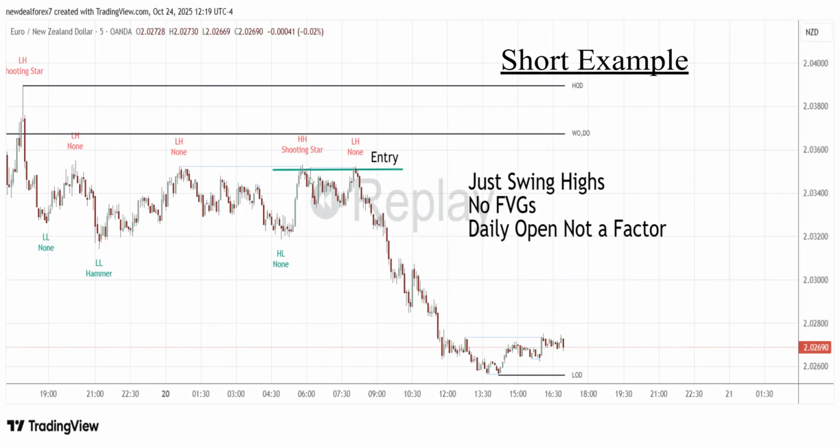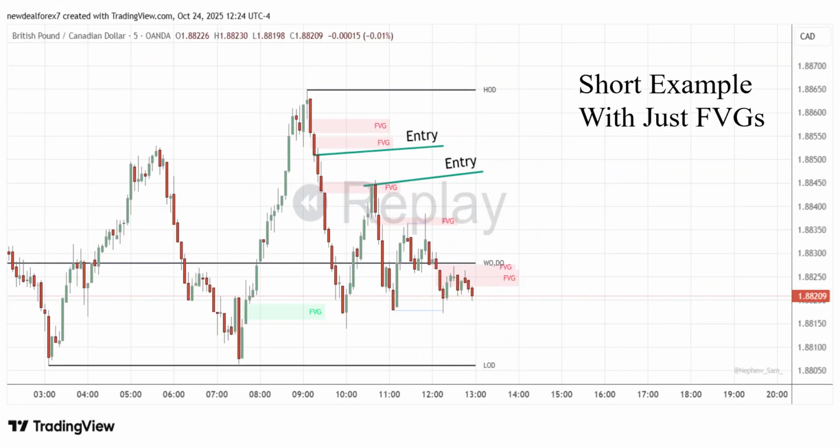But no fair value gaps came into play here. If you just like the option of a swing high, just use those. You don't need to have fair value gaps. If you just want to say, hey, I got my bias, I just need to see some swing highs, and I'll take trades as I see them, do that. That's more than fine.